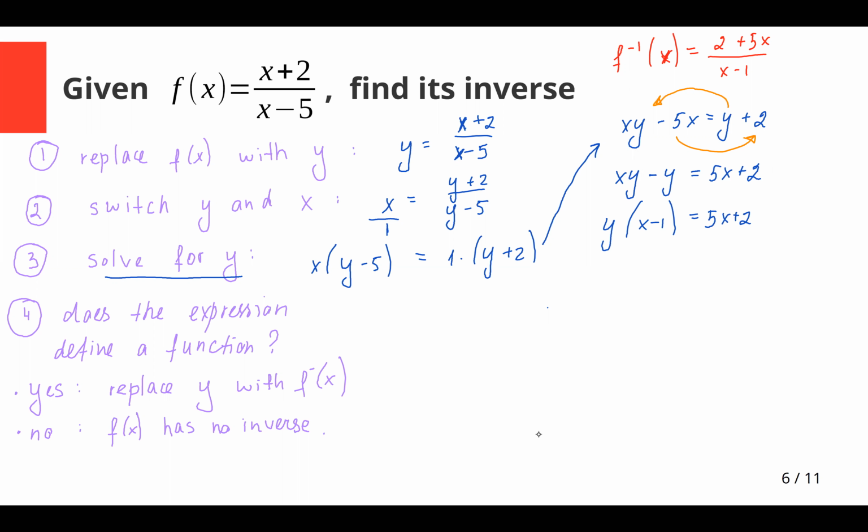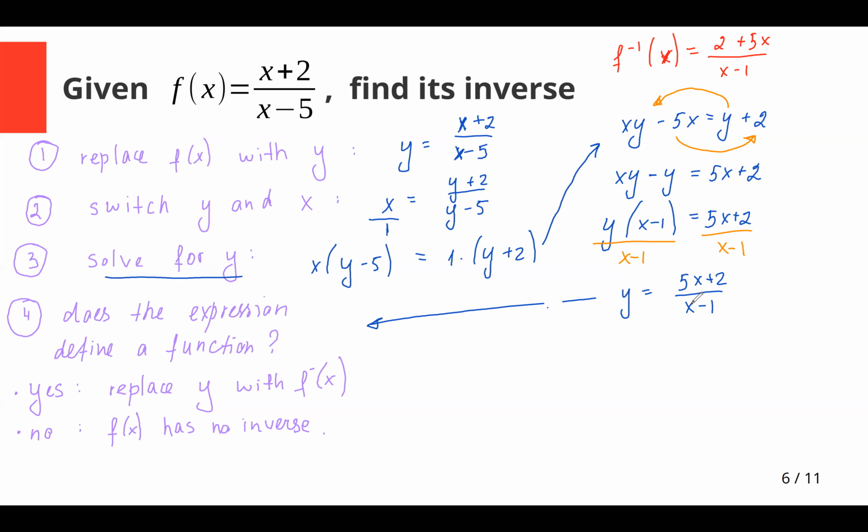And then both sides are divided by x minus 1, right? So y is equal to 5x plus 2 over x minus 1. So this is ready for this next step over here, right? Now the question is, does it define a function? What we need to check is that no matter what value of x I use, I only get one value for y, not 2, not 3, right?